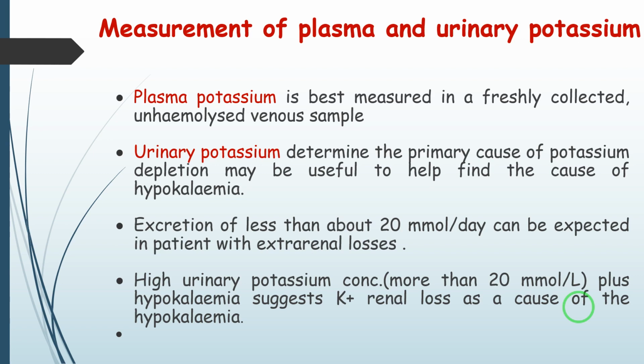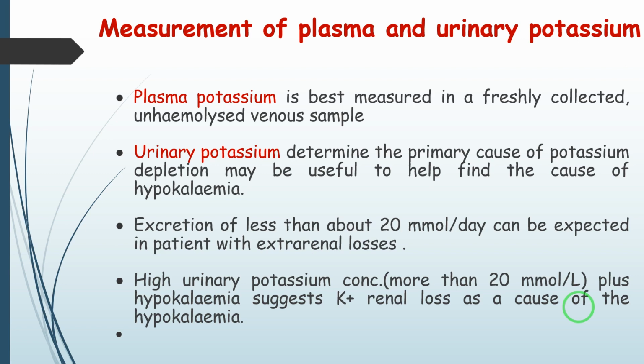Urine potassium is important to determine the cause of the low level of potassium. For example, if the plasma potassium shows that the level of potassium is low, then we take a urine sample for measurement of potassium. If the concentration of potassium in the urine was less than 20 millimole per day, then the cause is not renal. It may be GIT, may be decreased intake, may be intracellular shift, but it is not renal.